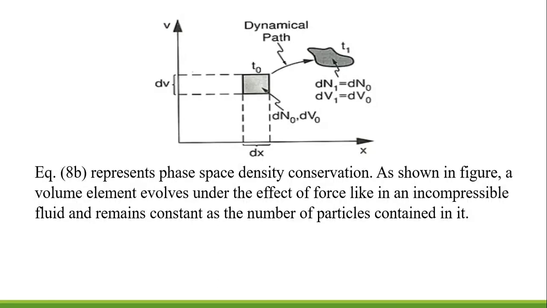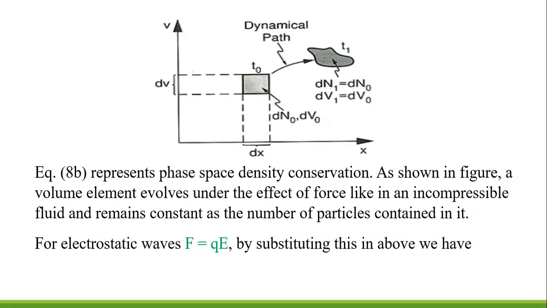Here you can see that when a volume element evolves under the effect of a force, like in an incompressible fluid, the density remains constant. In incompressible systems, the number density and the velocity, this is the perturbed velocity and this is the equilibrium velocity, are both equal. That is the case of the incompressible system. Since we are dealing with the electrostatic mode, the force is the electrostatic force, as in the Lorentz equation. So if we substitute qE instead of F, we write this velocity equation for the electrostatic mode.